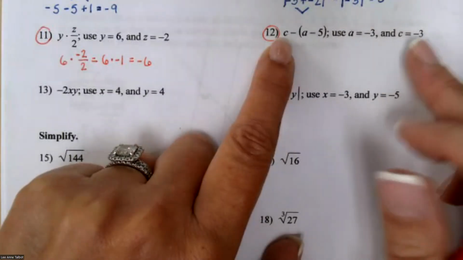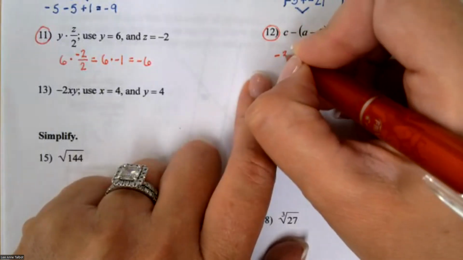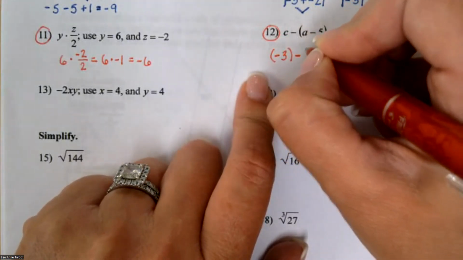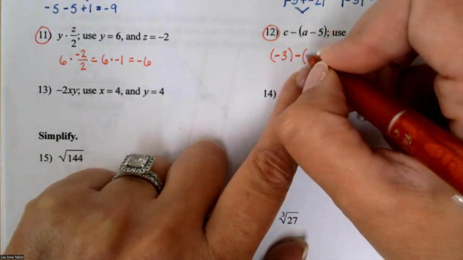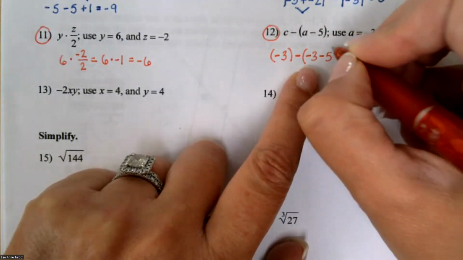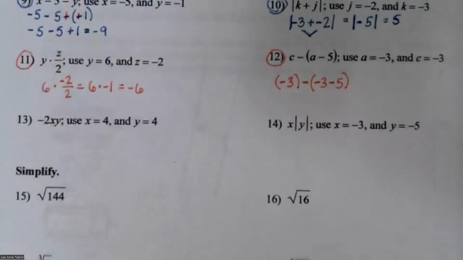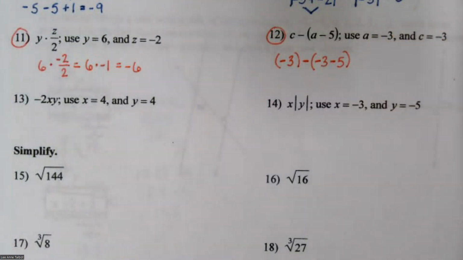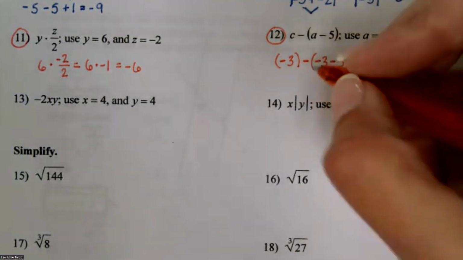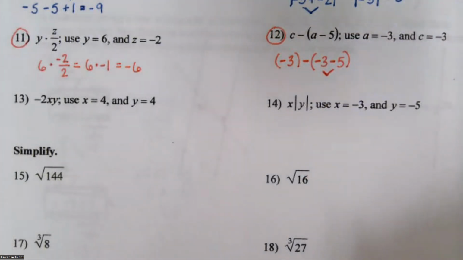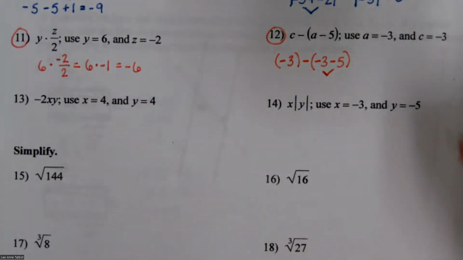Number 12. I'm going to put C in first. C is -3 minus, oh, A is also -3 minus 5. Okay. Now, what should I do first here? Parentheses first. Beautiful. Okay, so combine those. -3 minus 5 is -8.